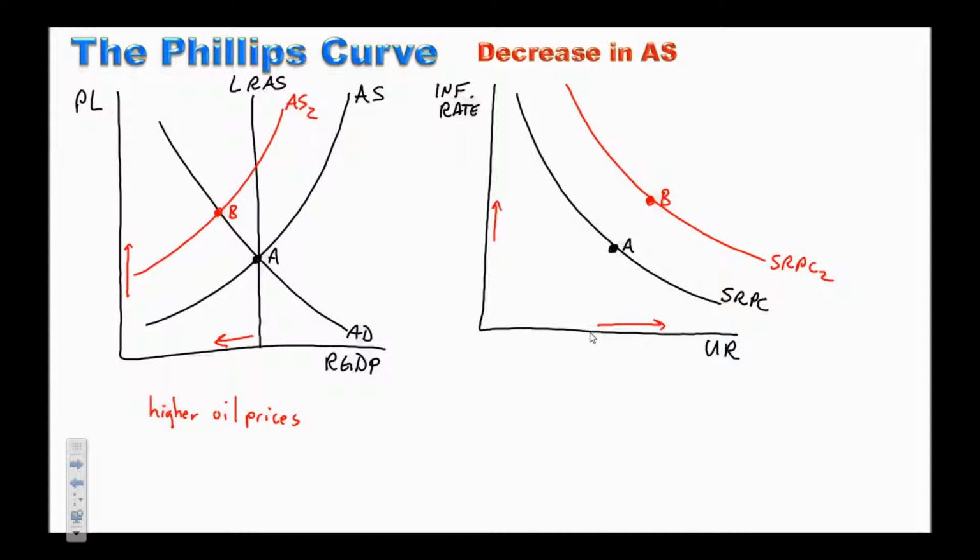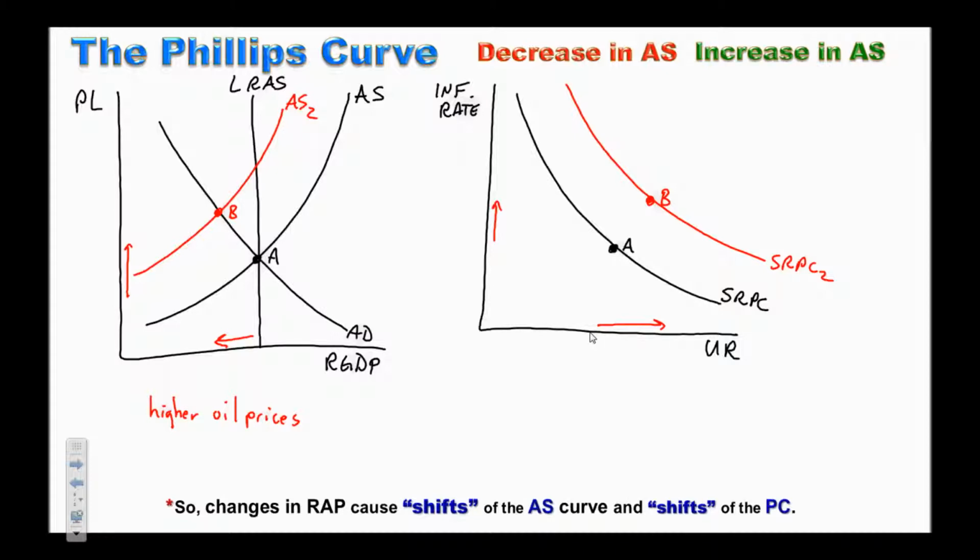Okay. The next thing we're going to do is demonstrate how the Phillips curve moves when there's an increase in aggregate supply. So very quickly here, AS curve shifts to the right. Now we have a third equilibrium. If the AS curve shifted right, that means the short-run Phillips curve has to shift left.